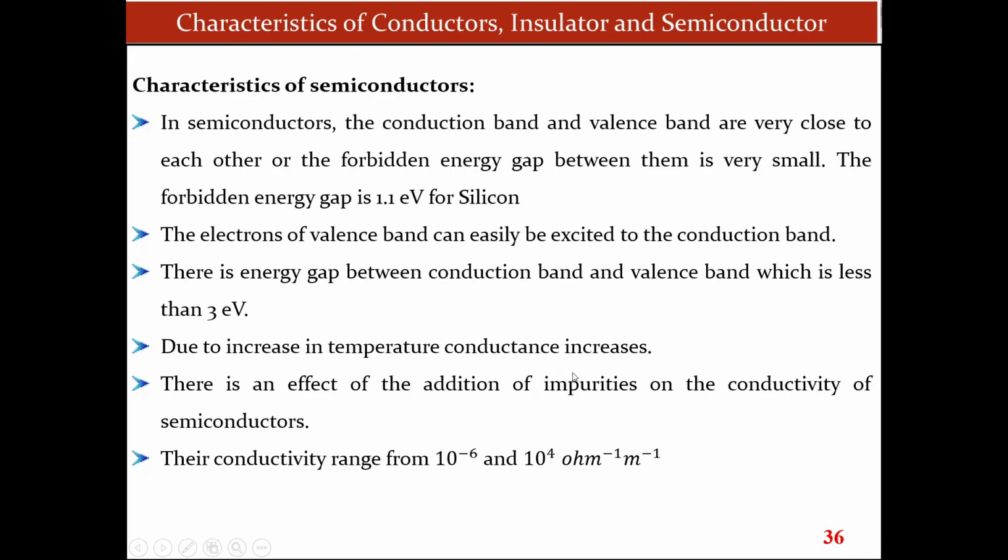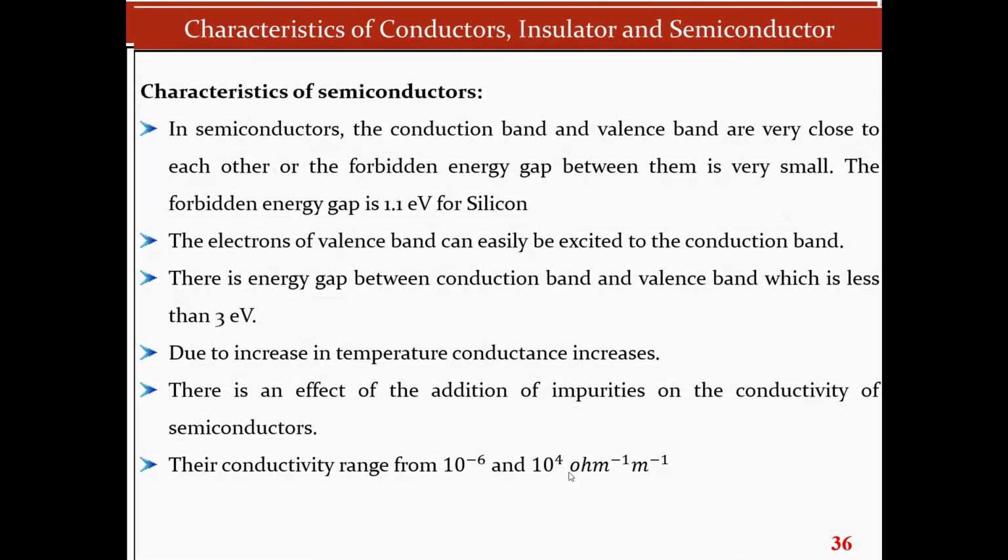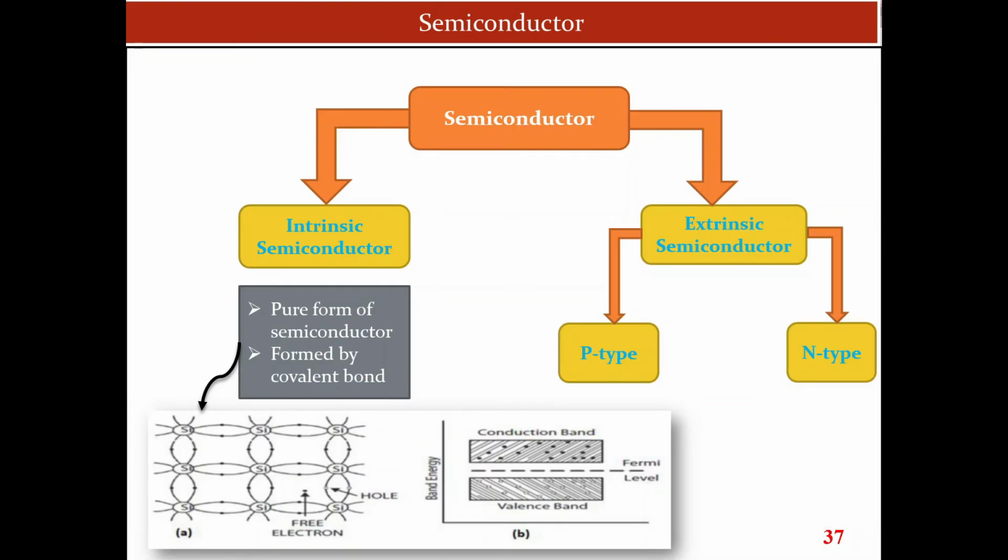Whenever we say impurities, phosphorus, boron, arsenic, and so on are considered to be impurities. They can be added to pure silicon or germanium in order to get holes and free electrons, and that will change the conductivity of the material. Their conductivity ranges from 10 raised to minus 6 to 10 raised to 4 per meter.